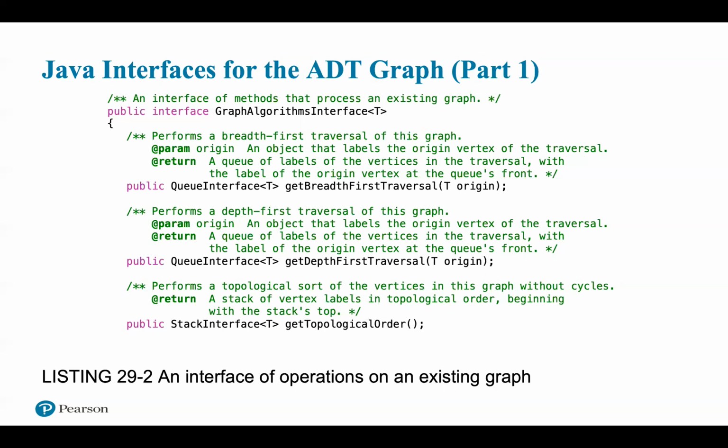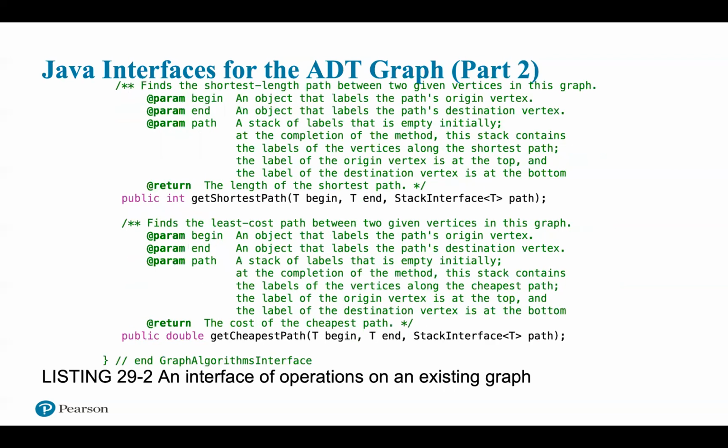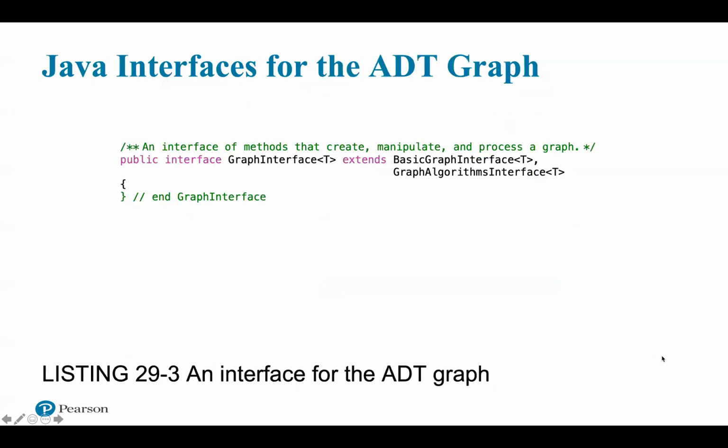Again, the data type of the objects that label the graph's vertices is represented by the generic type T. So this is a continuation of that listing, and you can look that over at your leisure. And just to finish up, the interface in listing 29.3 combines the basic graph interface and the graph algorithm interface. And that ends this lecture.